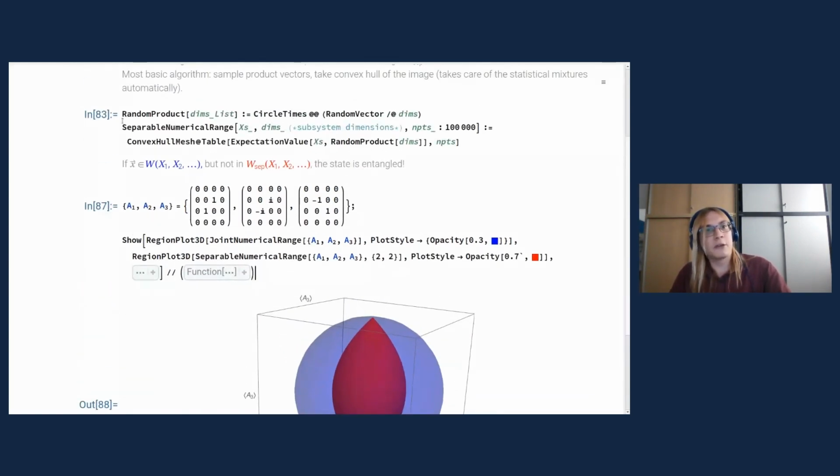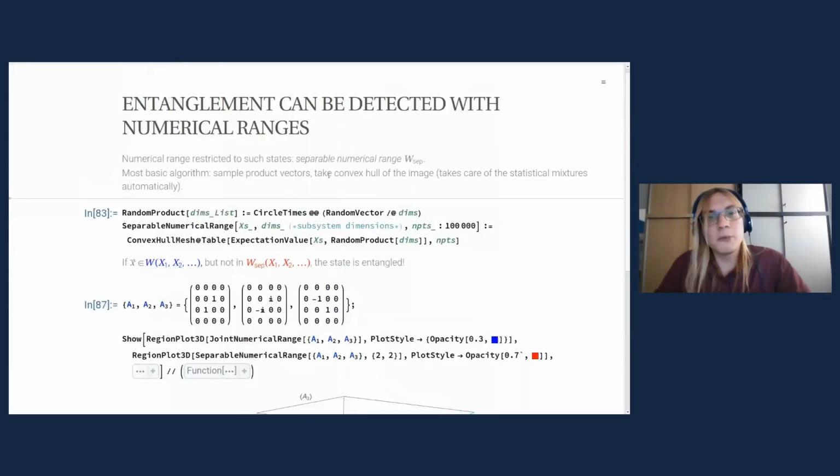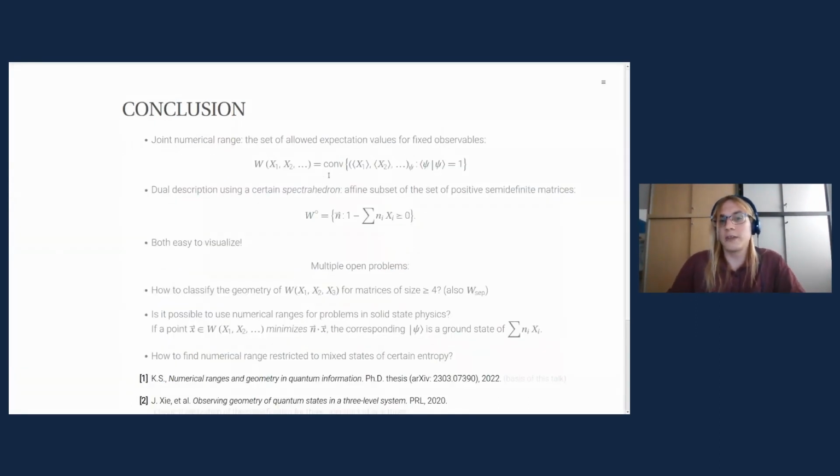And that's perhaps a very basic algorithm to calculate a separable numerical range. There are much better ones, but it still gives you a taste of what they could be used for. So these could be the two things that I think are most important for a presentation like this. If you just remember that there exist things called numerical ranges, and they are the sets of allowed expectation values for quantum mechanical observables, and that they are dual to spectrahedra, so affine subsets of the set of positive semi-definite matrices, the matrices for which all the eigenvalues are non-negative. These two sets are dual to each other, and they are both easy to visualize. And if you have three-dimensional objects, you can even 3D print them.